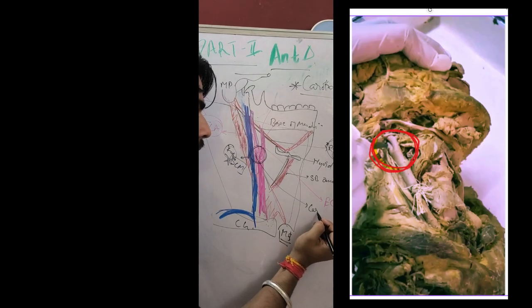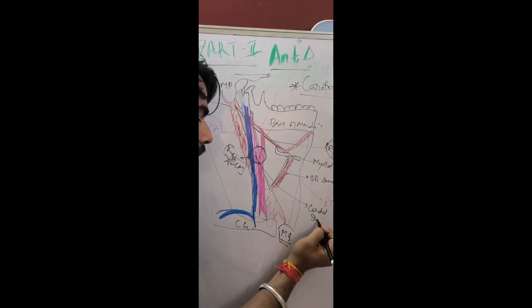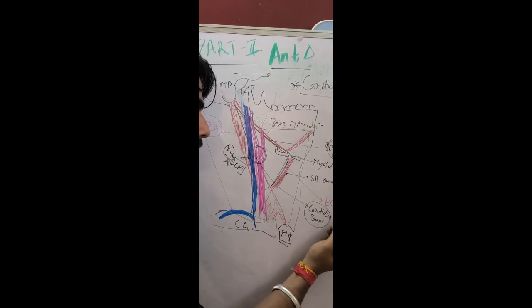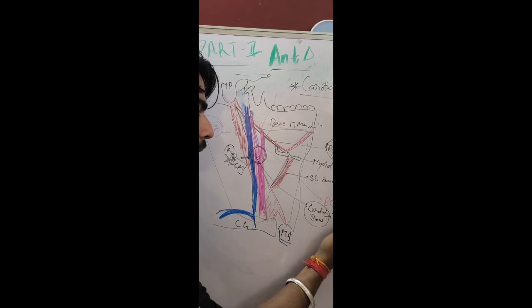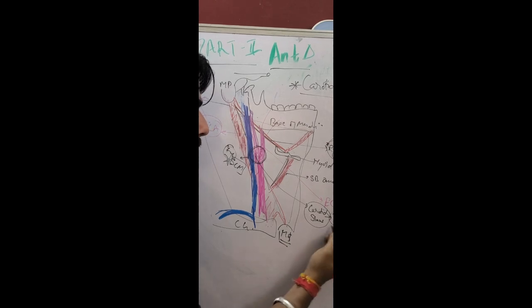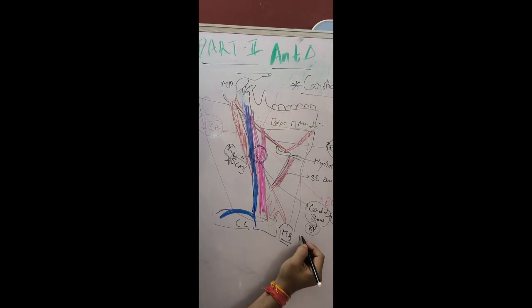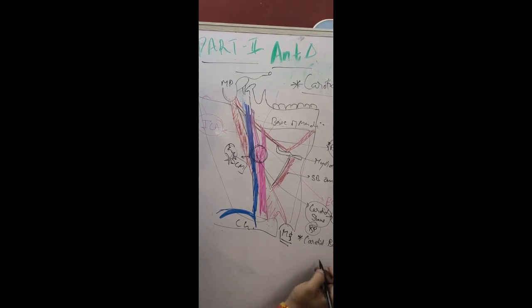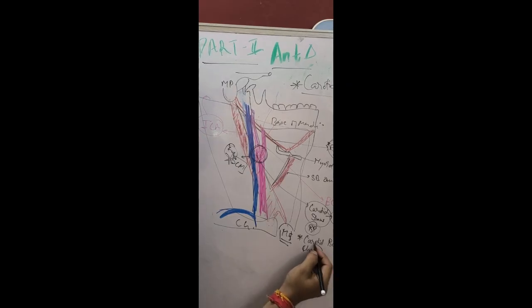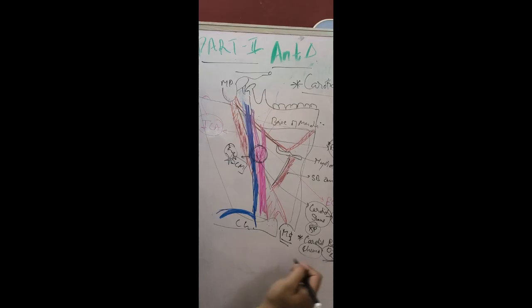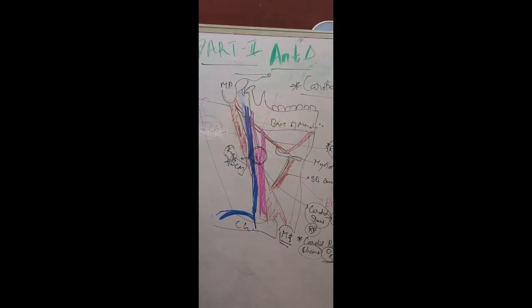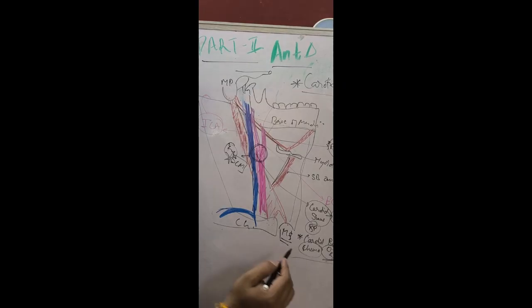This is called carotid sinus, and it is very important because it has baroreceptors to help in regulation of blood pressure. In the carotid region, we have another structure called the carotid body, which is a chemoreceptor that helps in the regulation of oxygen in the body. These two important structures you should know.